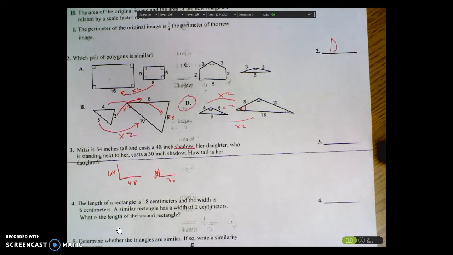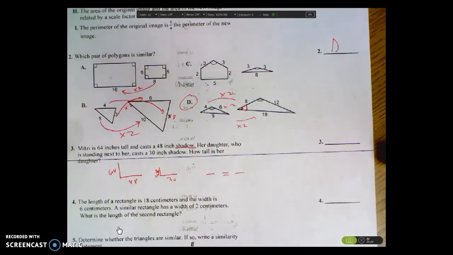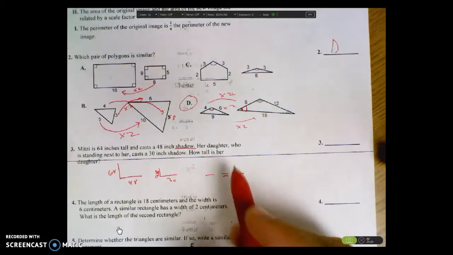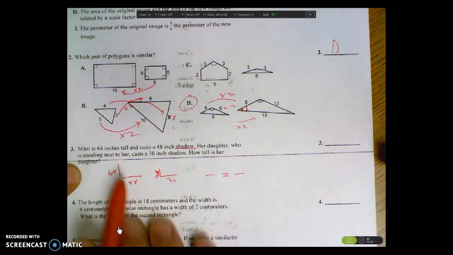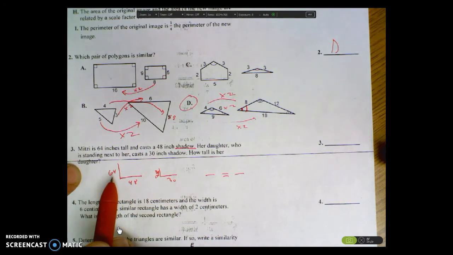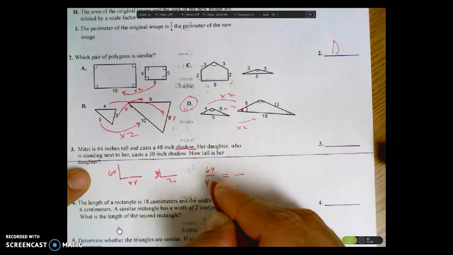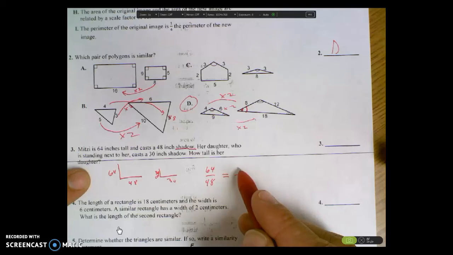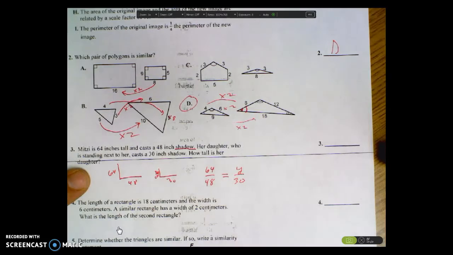And I like setting up proportions here. So what I'm going to do is, consistency is the key here. All right, I'm setting up my little template here. I have numerator, denominator, numerator, denominator. And I like to use each triangle in itself. So I'm going to go the height of Mitzi divided by the shadow, which means I have to go height now. I went height here, I got to go height here. That's why I don't know. And that equals 30. Okay?